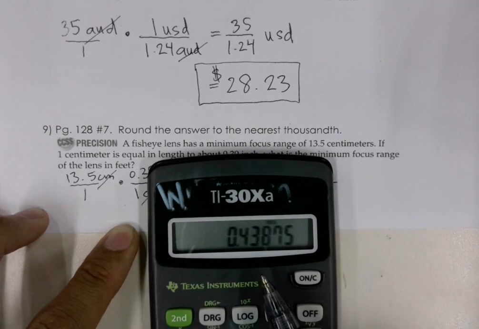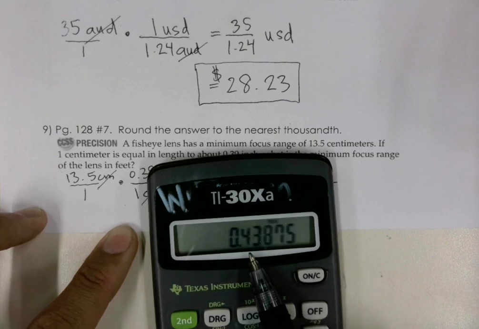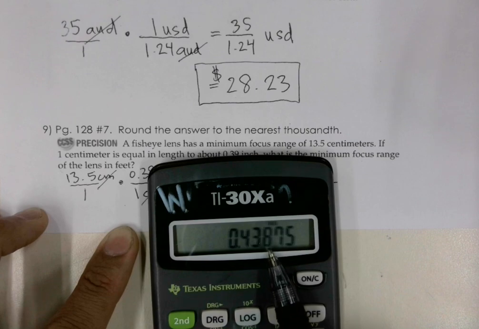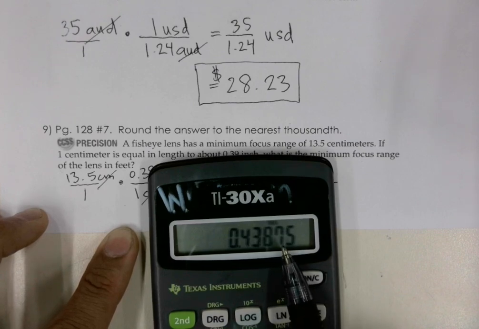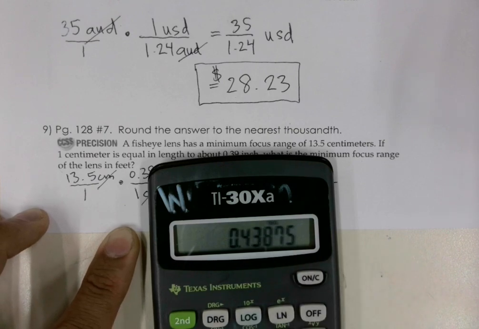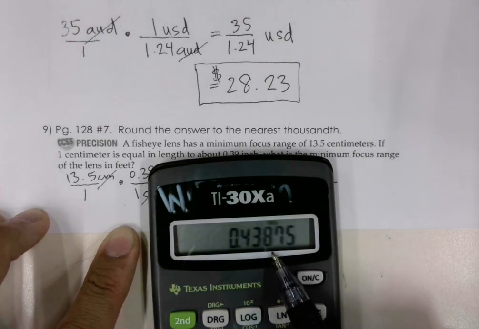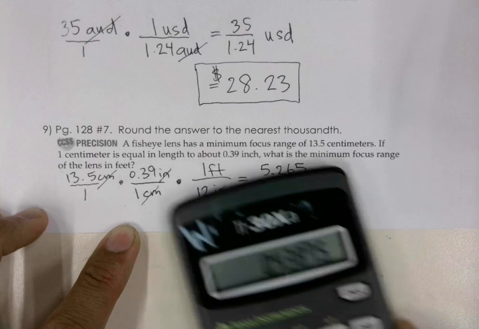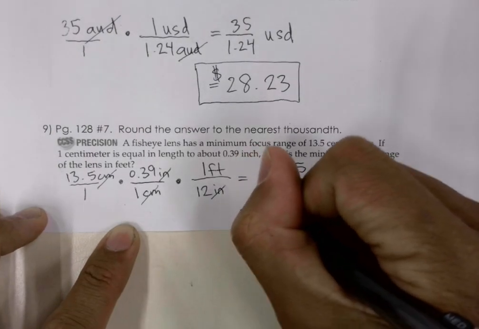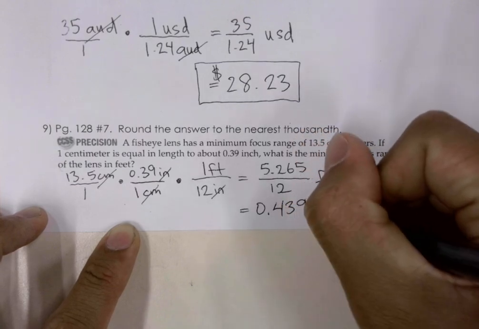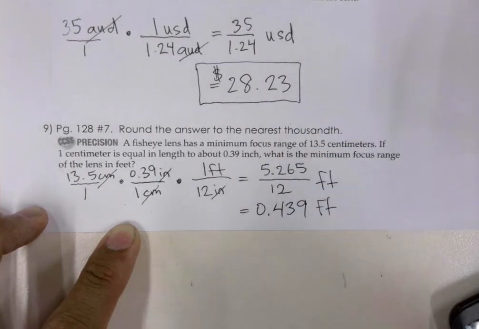So the thousandths place is the third decimal. So here's the tenths place, the hundredths place, and the thousandths place. And to round that place, we need to look at the ten-thousandths place right here. And so since this 7 is higher than a value of 4, we are going to round the 8 to a 9. So it's going to be 0.439 feet. And I'm going to put a box around that.